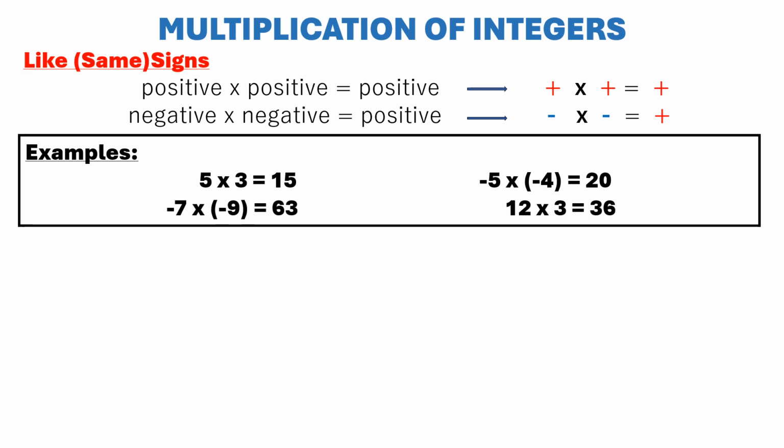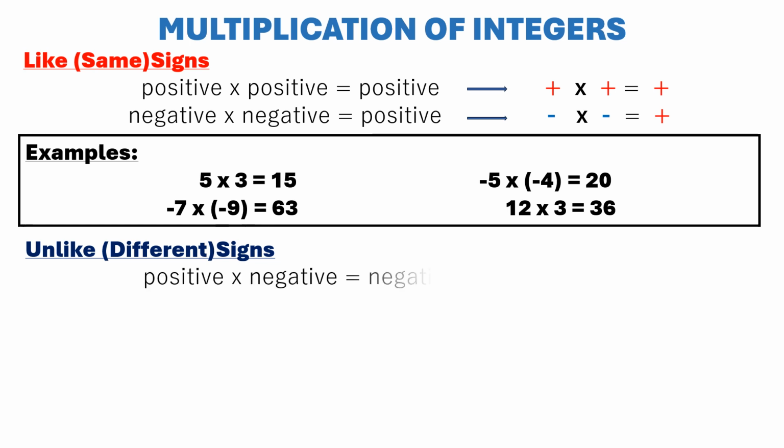Let's say we have negative 7 multiplied by negative 9. The answer is positive 63. So remember, negative times negative, the answer is always positive. Then we also have positive 12 times positive 3. The answer is positive 36. The second case is when you are multiplying two numbers having different or unlike signs.